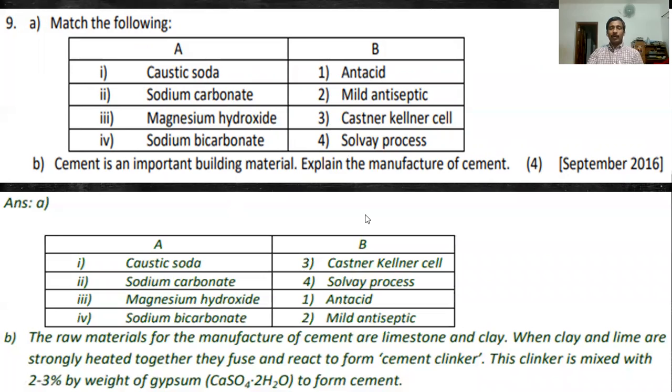Cement is an important building material. Explain the manufacture of cement. So here you can see the matches. Cement is prepared by heating clay and limestone. On strong heating, they fuse together to form cement clinker. This clinker is mixed with 2 to 3% by weight of gypsum.